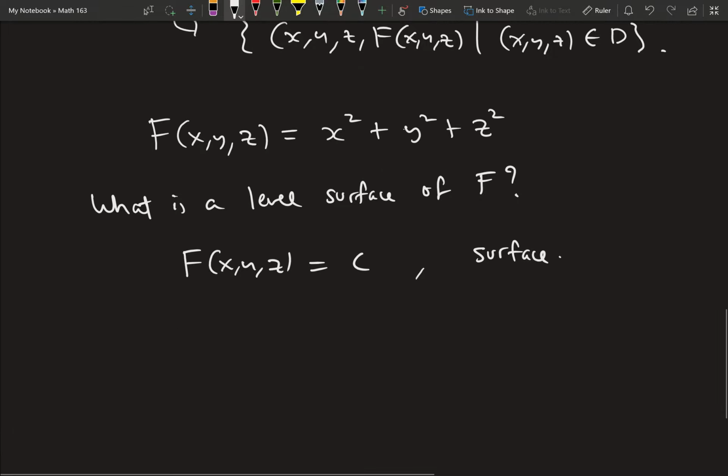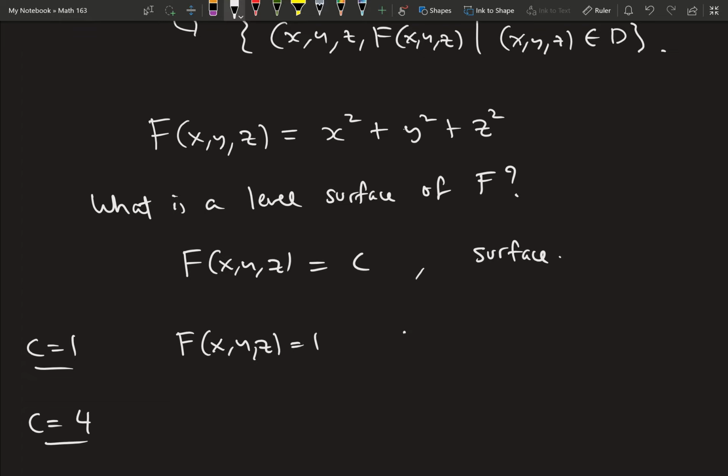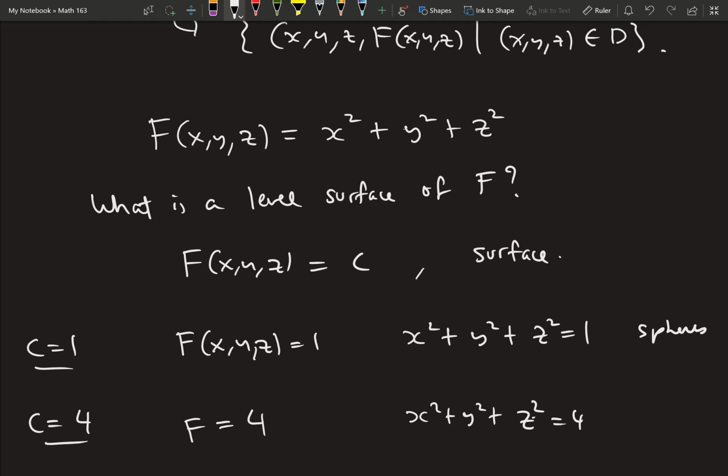So for example, in this case, let's take c equals 1 and c equals, say, 4. What would we get? If we have F of x, y, z equal to 1, then we have the equation x squared plus y squared plus z squared is equal to 1. Or in this case, we have F equaling 4, so x squared plus y squared plus z squared is equal to 4. And you can see that these are all spheres centered at the origin.